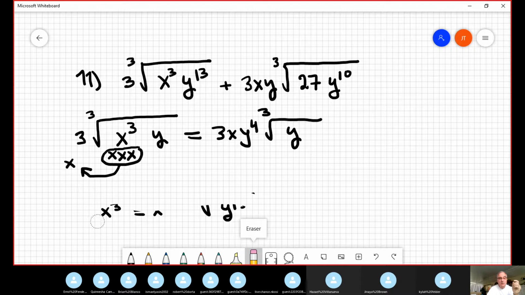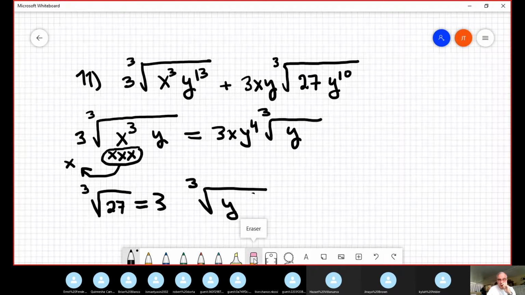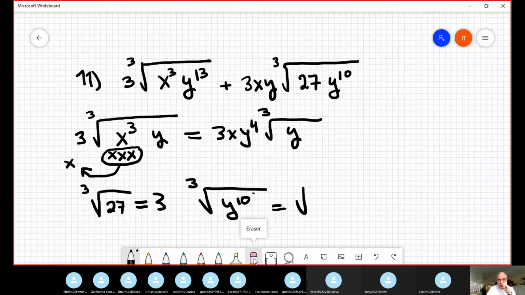In the second, we have the numerical part, 27, no? And I know that cubic root of 27 is 3, no? This is clear. We are doing this several times. And the variable part is cubic root of y raised to the 10 power. So it is y to the 10. In my mind, I separate it like y to the 9, because 9 is the multiple of 3 close to 10 going down.